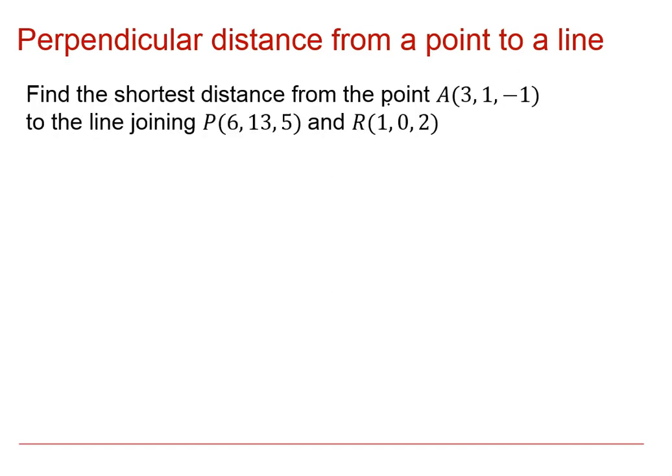Okay, so we want to find the shortest distance from this point to the line joining these 2 points here. So if we draw these, this is the point P, here's the point R, here's the line L that's going to go between both of them. And here's our point A. And we're trying to find this distance here, remembering that we want it to be perpendicular to this line because that will be the shortest distance. I'm going to call this point here X.